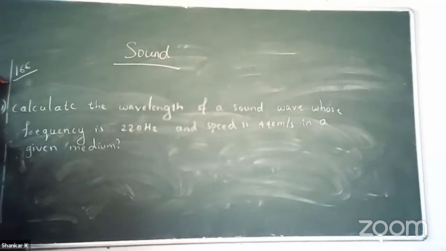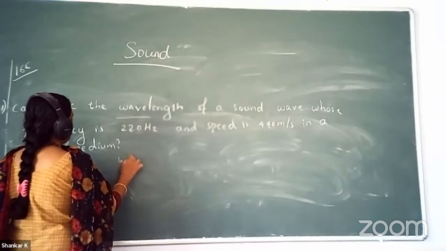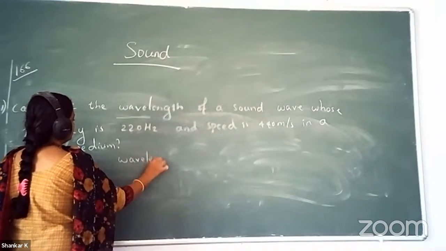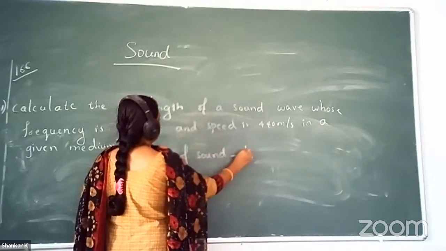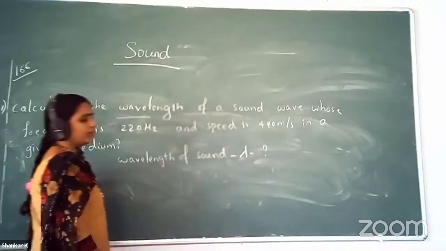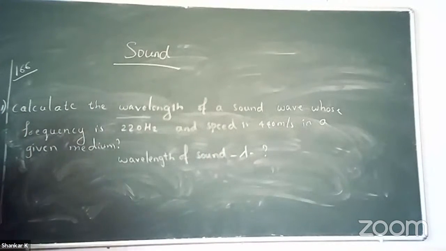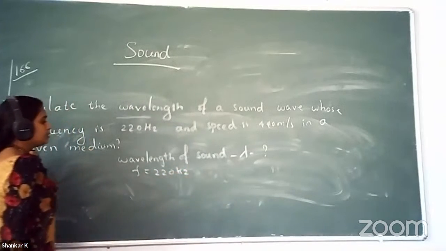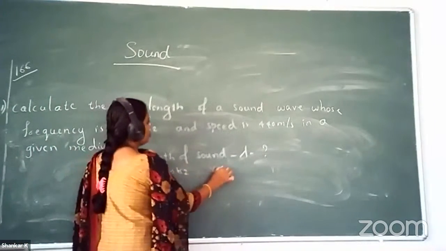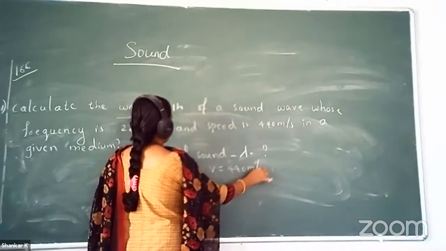So what we have to find, students, here? Wavelength of a sound. We have to find lambda. Frequency is given as 220 Hz, and speed, v, is equal to 440 meters per second.